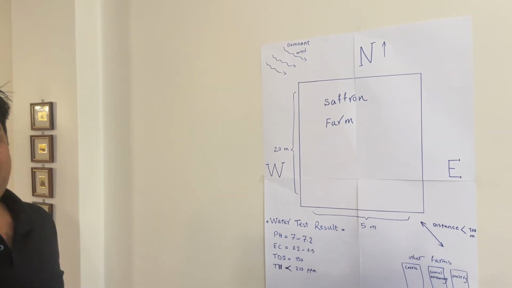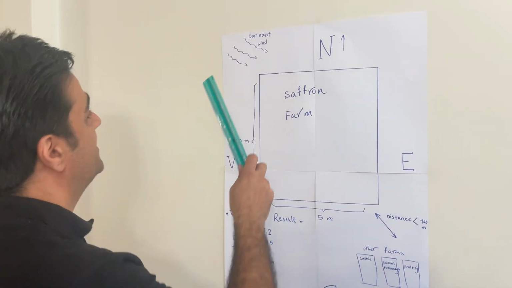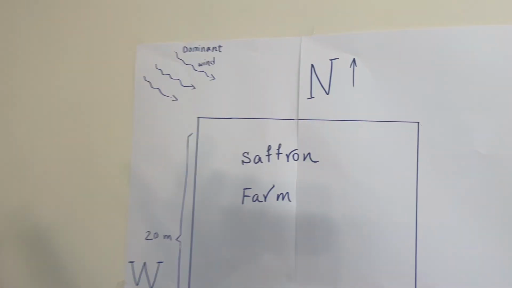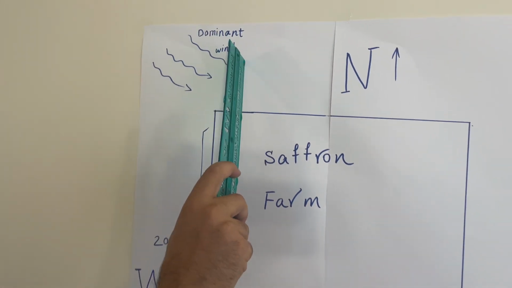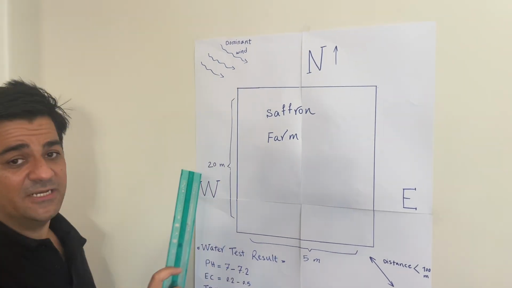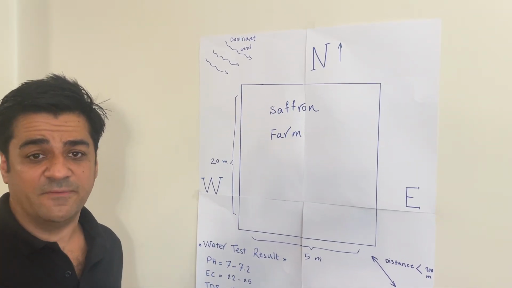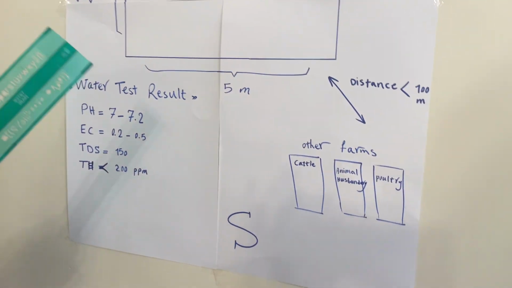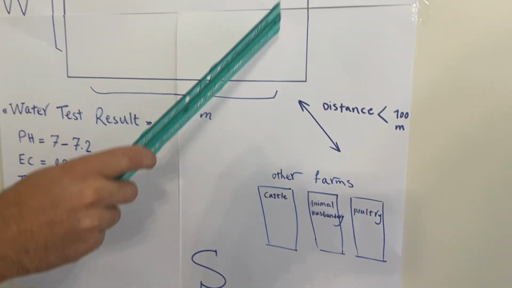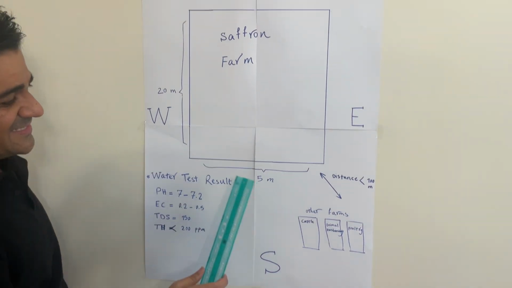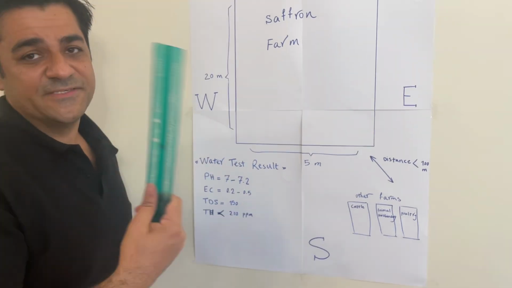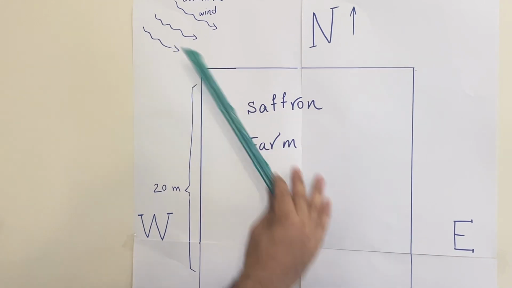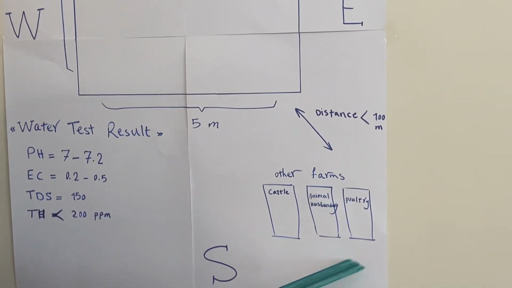But we have the important point, the dominant wind. You should construct your saffron farm according to the dominant wind, especially if you are near other farms, near the poultry, near the animal husbandry, near the cattle. After that, very important, the dimension of your room. That means this plan is the correct way of constructing a saffron farm. This is the dominant wind. Wind will come from the farm, and after that reach this farm.